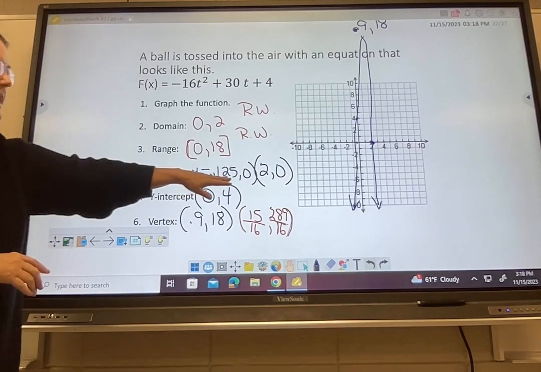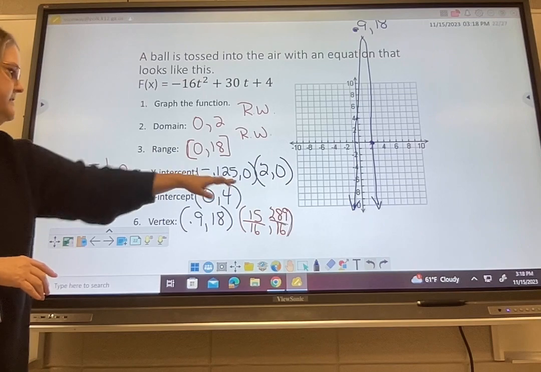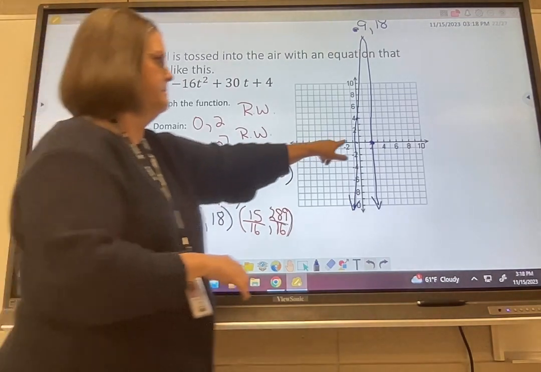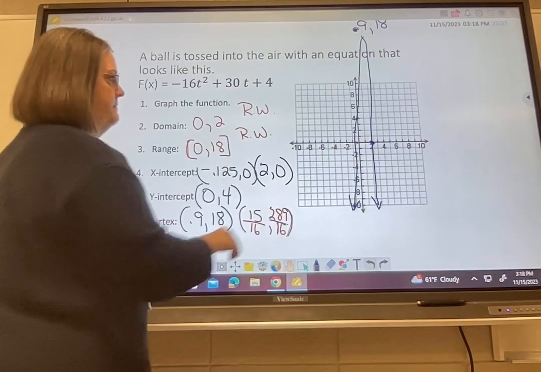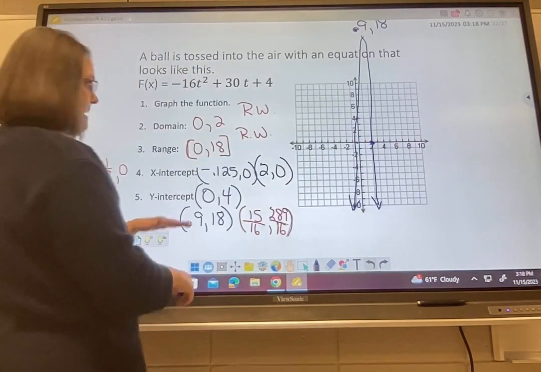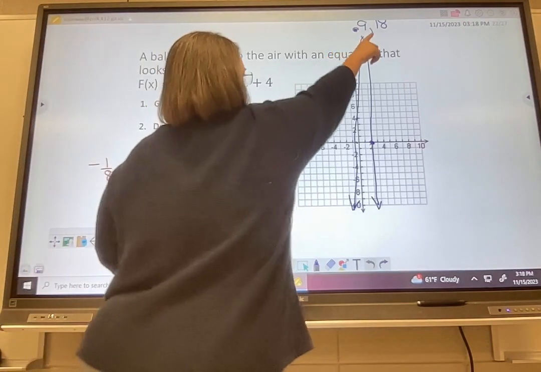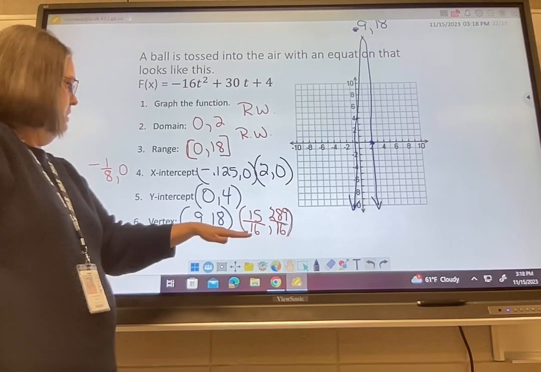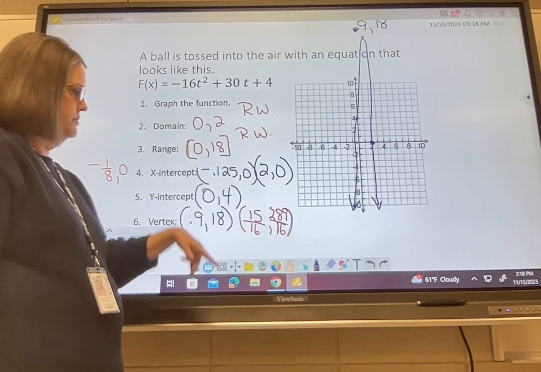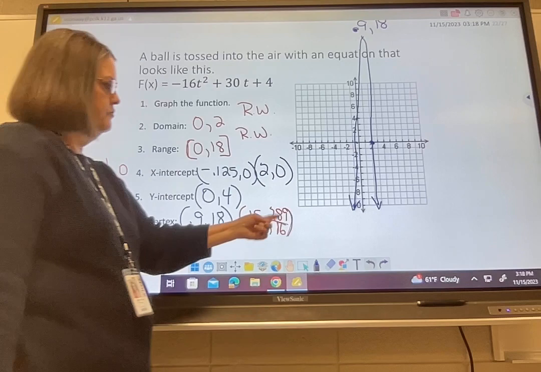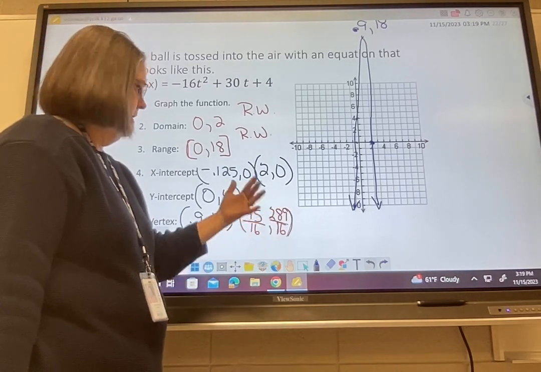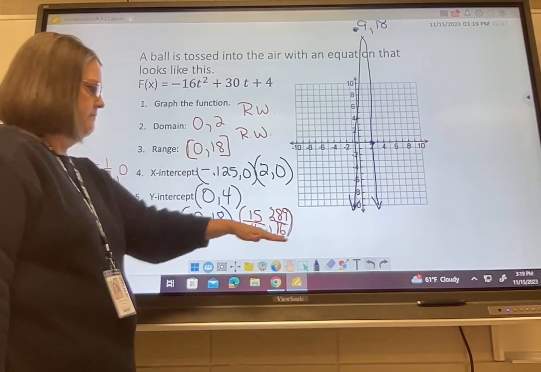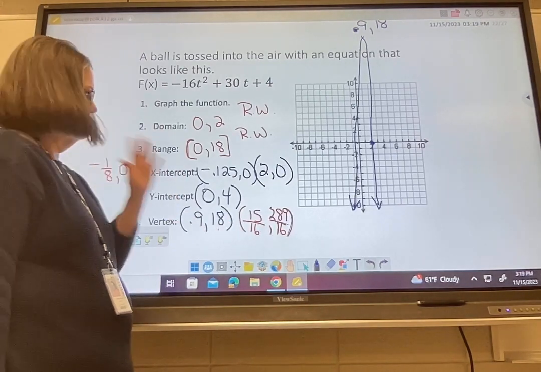My x-intercept is negative 0.125 and 0, or negative 1/8 and 0. And then 2, 0, that's these points here. My y-intercept is the 0.04. My vertex, again, is that 0.9 and 18, or I took the calculator and I went into mode 5.3 and looked at the last two numbers. That's 15 over 16 and 289 over 16. Now, I just rounded this here, that 18. You can make them fractions or you can make them decimals. It doesn't matter to me.